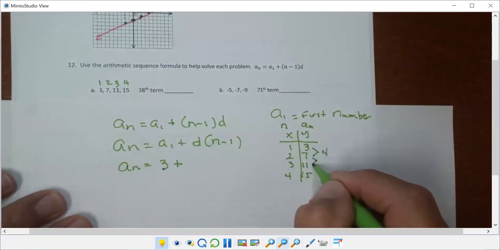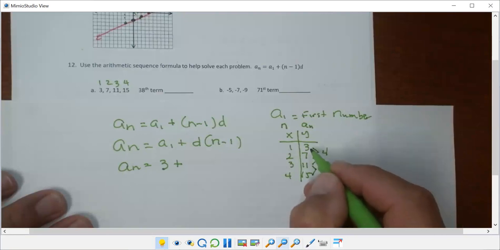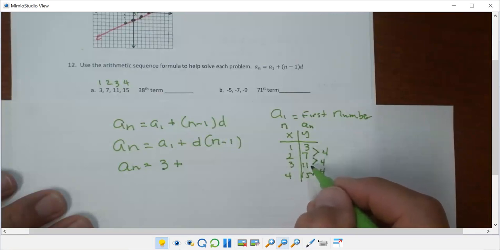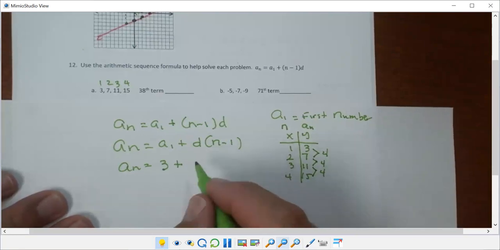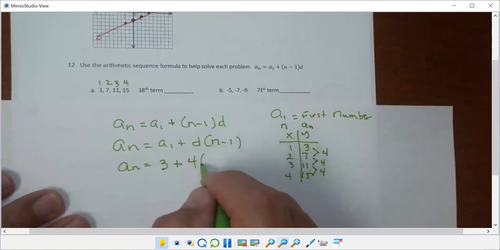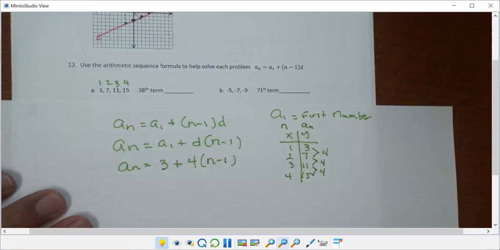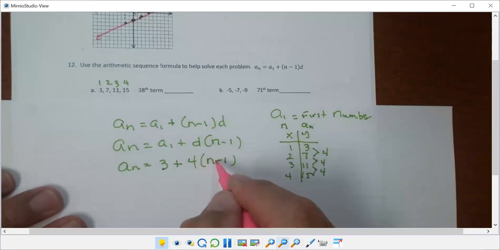11 minus 7 is 4, and 15 minus 11 is 4. So you could ask yourself, what do I add to 3 to get 7? 4. What do I add to 7 to get 11? 4. What do I add to 11 to get 15? 4. So my d is going to be 4. It's a positive 4, that's why we're going to leave this plus here. Then we're going to do open parentheses n minus 1. We won't touch that yet. Now, if you look, you have a parentheses, and you should know that you're supposed to distribute, okay?